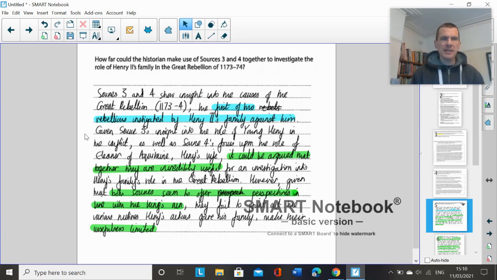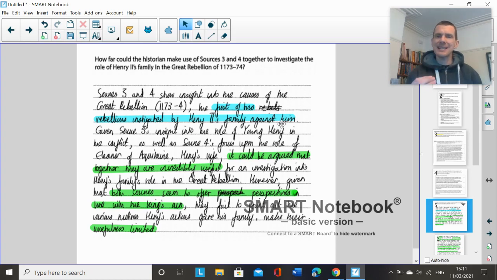So the introduction then: sources 3 and 4 show insight into the causes of the Great Rebellion. Now I've highlighted in blue times that the candidate used their own knowledge explicitly. So here it says the first of 2 rebellions instigated by Henry II's family against him. So this is like a nice opening line of context. I know what we're talking about. We're talking about the Great Rebellion, and also know that actually there were other rebellions and that his family got involved in.